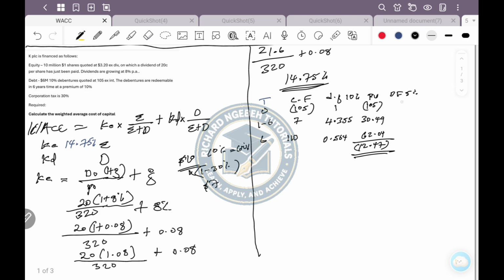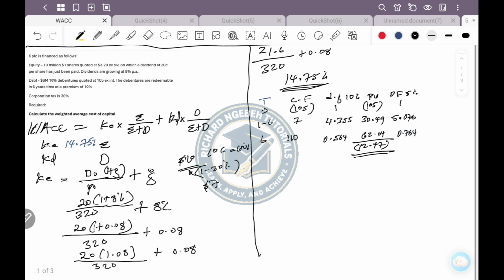So at 5%, you still have 1. At 5%, go to your annuity table again. At 5%, year 6, your annuity table, you're going to get 5.076. Then you go to your present value table, you're going to get 0.764.